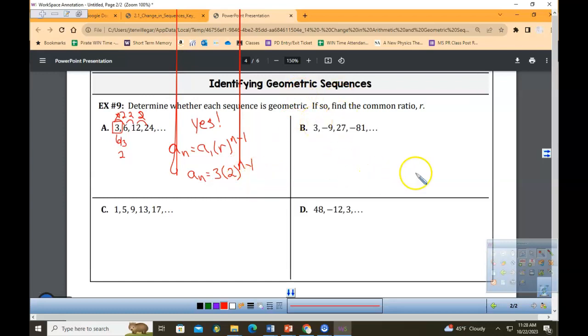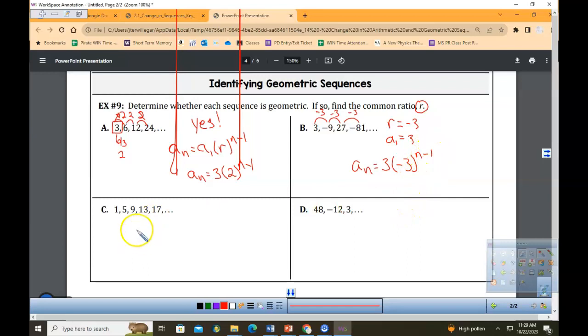Alright, let's try b. On b, negative 9 divided by 3 is negative 3. So I'm multiplying by negative 3. That's also multiplying by negative 3. That's also multiplying by negative 3. So do I have a common ratio? Yep. My r is going to be negative 3. My a sub 1 is 3. That's my first term. So I can write a sub n equals my initial, which is 3, times r, which is negative 3, to the n minus 1.